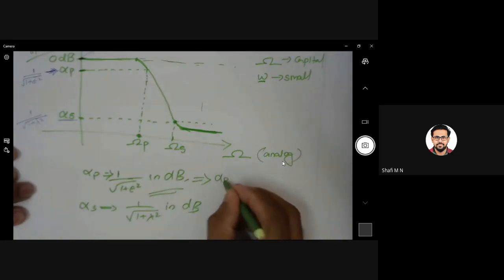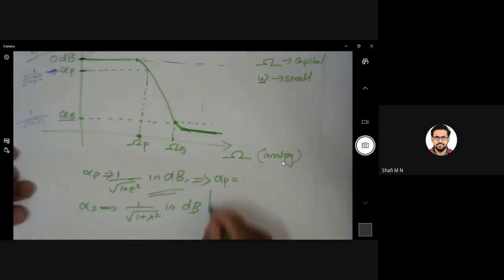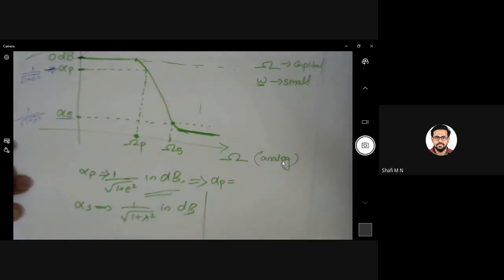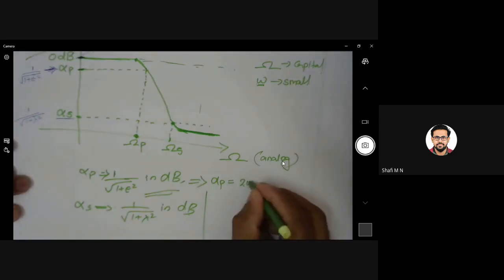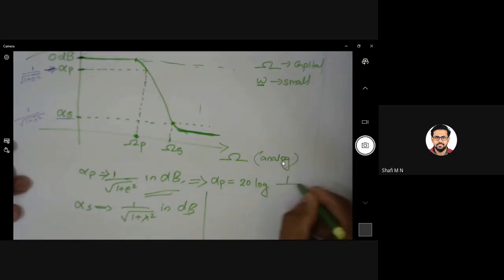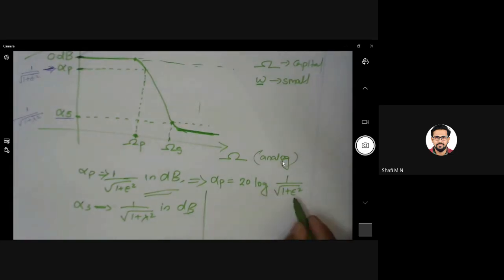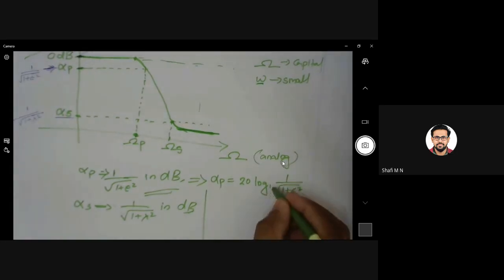Can you give me an equation for alpha P? Express this in dB. So what will be that? 20 log 1 by root of 1 plus epsilon square. So that is actually alpha P. My concern is not alpha P, I want an equation for epsilon. Can you rearrange it and find a value for epsilon? This is logarithm to the base 10, right? Just try to rearrange and get me an equation for epsilon.